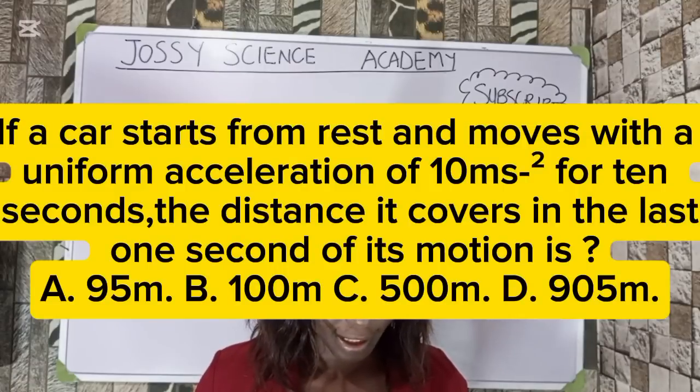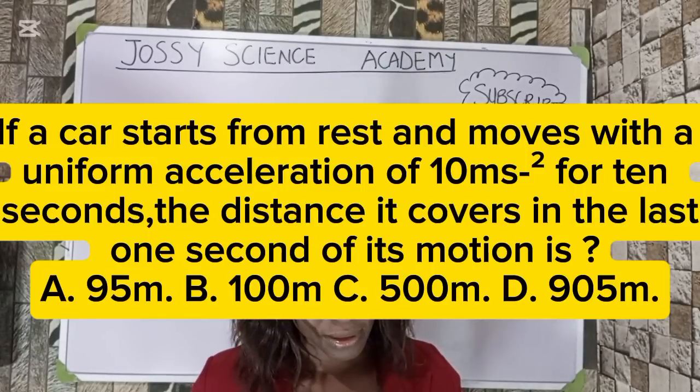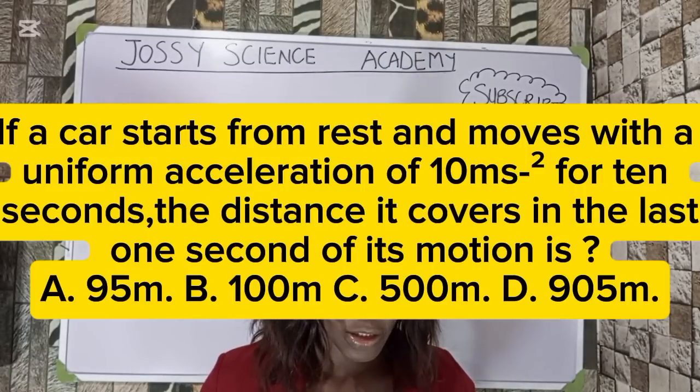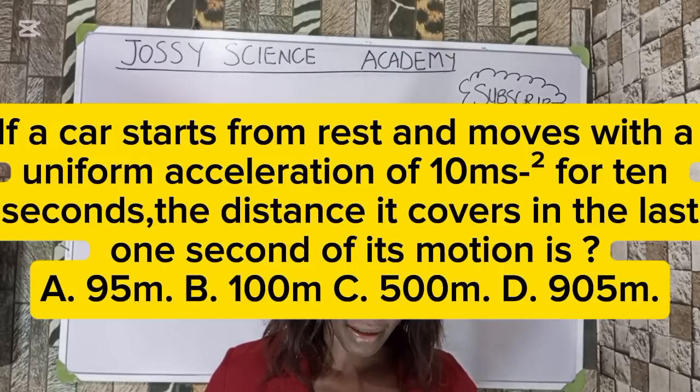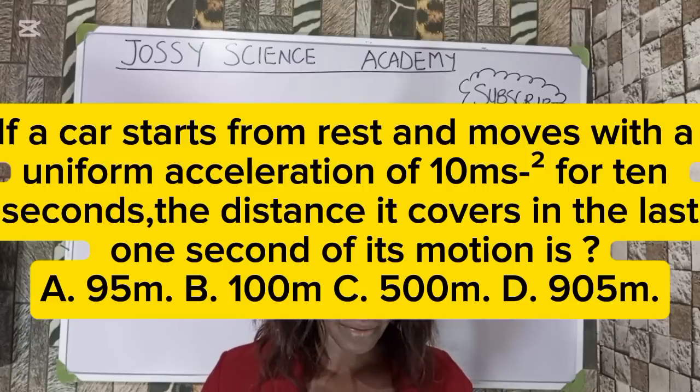If a car starts from rest and moves with a uniform acceleration of 10 meters per second square for 10 seconds, the distance it covers in the last 1 second of its motion is what? Option A, 95 meters. Option B, 100 meters. Option C, 500 meters. Option D, 905 meters.